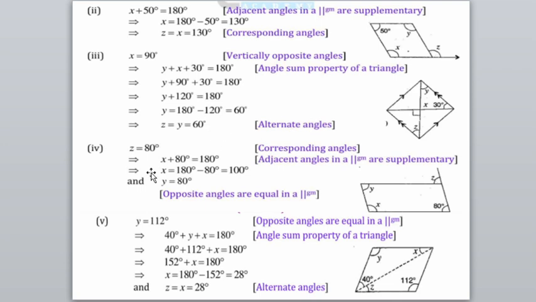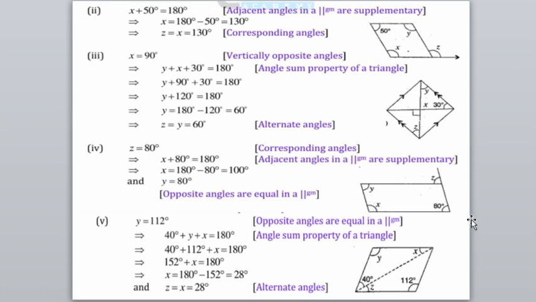Then fourth, in fourth a parallelogram is given with one angle that measures 80 degree. Now we have to find out the values of x, y and z. So here z equals 80 degree. Why? Because the 80 degree angle which is given is corresponding to z, and if they both are corresponding angles, it means their measure will be equal. So here we got the value of z as 80, that is z equals 80 degree, because they are corresponding angles.